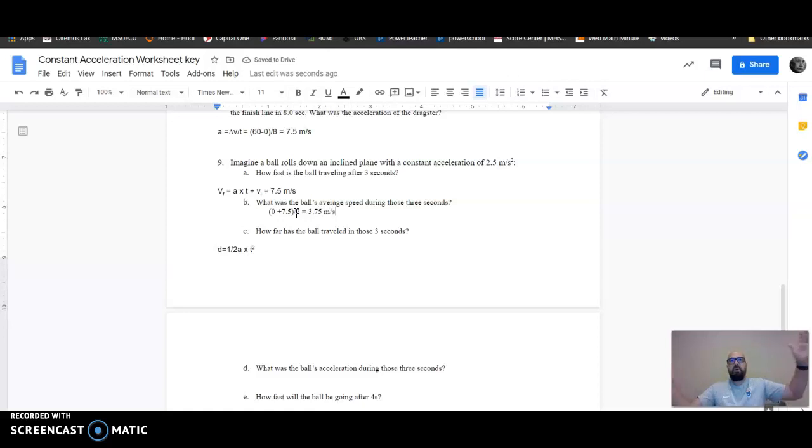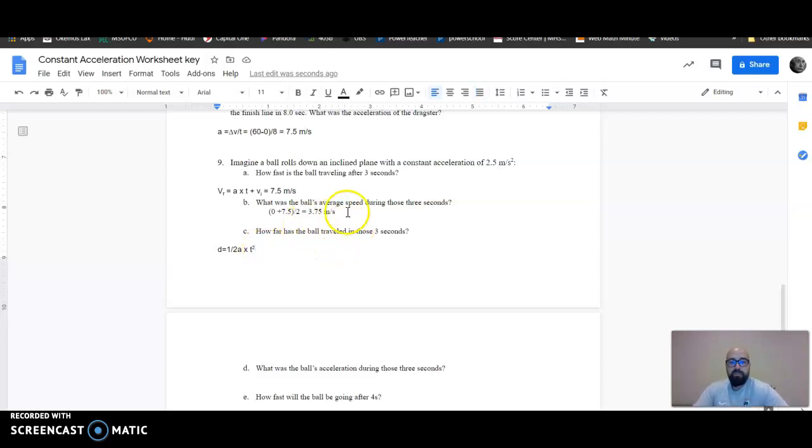So, if something went from 10 to 40 meters per second, what was the average? Well, it's the average of 10 plus 40 divided by 2. So anytime you have 2 numbers, you just add them together, divide by 2, and that gives you your average.